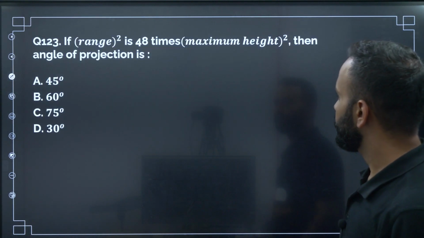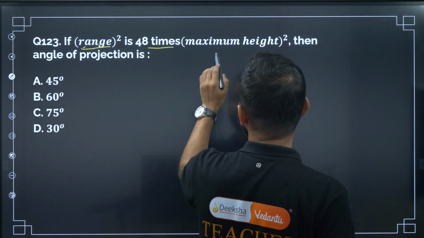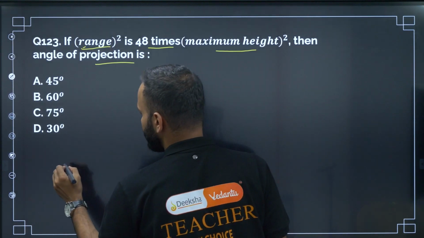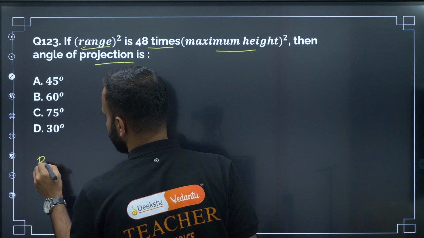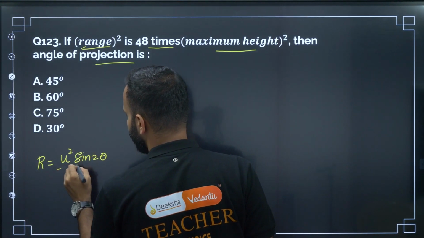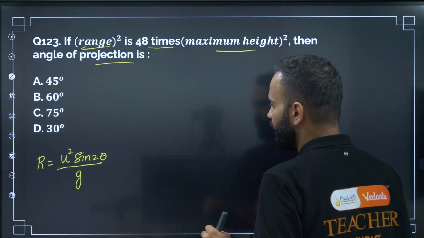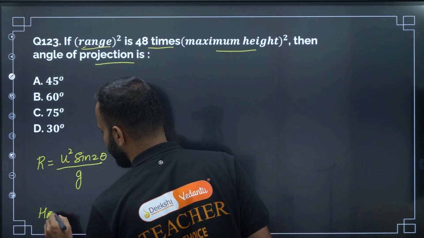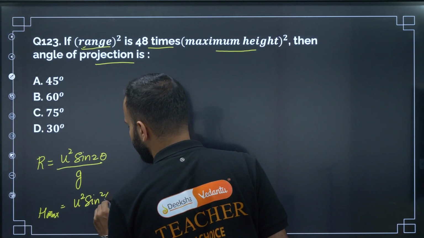Next question, question number 123. If range square is 48 times maximum height square, then the angle of projection is. We know the formula of range: u square sine 2 theta divided by g. And the formula for maximum height is u square sine square theta divided by 2g.